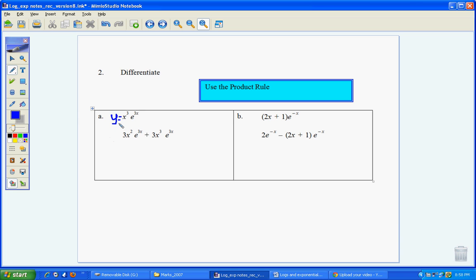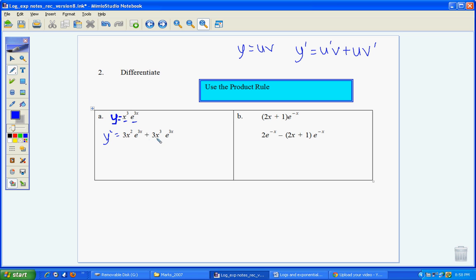So remember, our product rule is if we've got a function that is u times v, then the derivative would be deriving the first function, multiplying by the second, plus the first function multiplied by the derivative of the second. So in this case, x cubed is our first function, e to the 3x is our second function. So the derivative of this function would be the derivative of the first function, 3x squared, times the second function, which doesn't get derived yet.